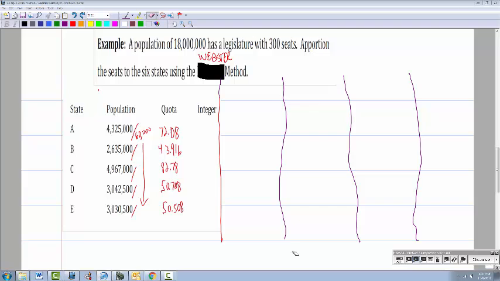And then at the end, I guess you could look at the posted notes online and see how this population of 18 million people with 300 seats, you do the different methods, you get different amounts of seats given out for representation. All right, so it depends upon the method, and things change and so on and so forth.